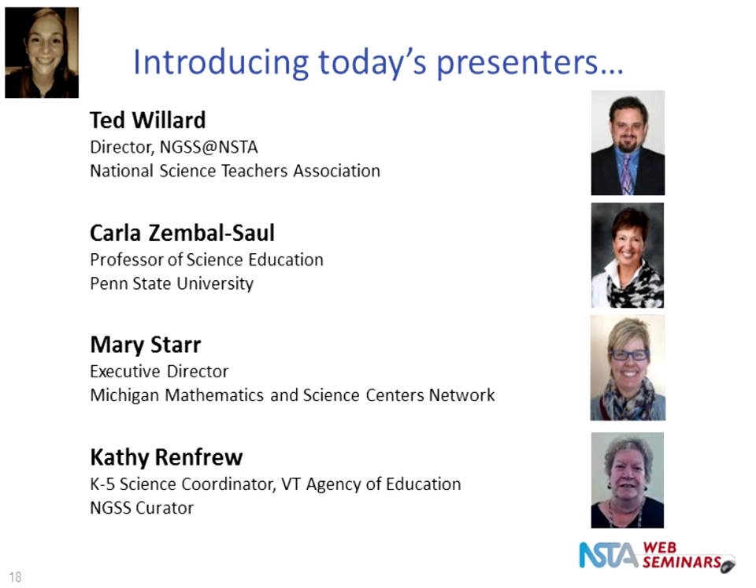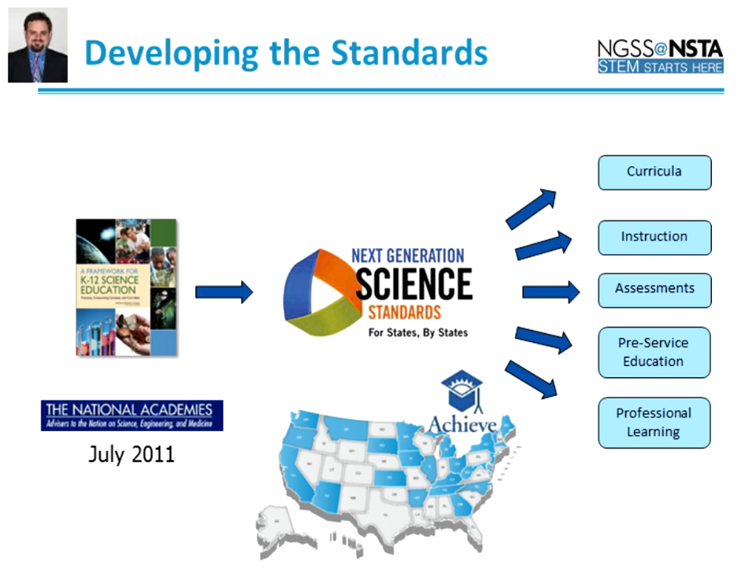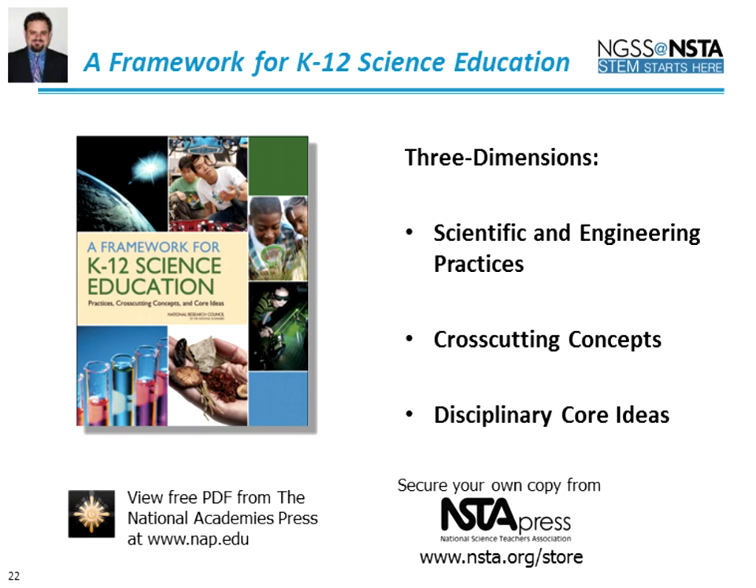I want to give a little brief background about the Next Generation Science Standards, to make sure we're all on the same page going forward this evening. Just to start off, we've got the standards themselves. They were developed by 4 organizations: the National Academy of Sciences, Achieve, the American Association for the Advancement of Science, and my personal favorite, NSTA. The standards were part of a 2-step process. First, the development of the framework for K-12 science education, and then the standards themselves. And the standards are designed for the states that adopt them to drive curriculum, instruction, assessments, pre-service education, and professional learning. So let's start off with the first piece, the framework itself, and get a sense of that.